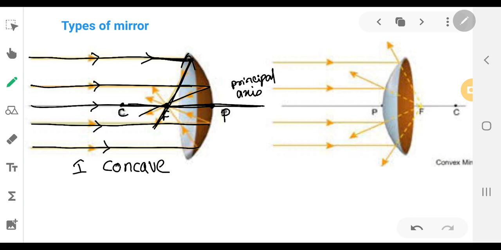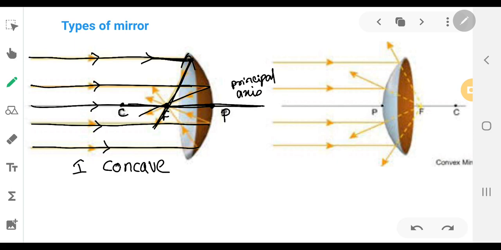Now let us see the other type of curved mirror or spherical mirror, where the inner part is coated so that the outer surface is available for the interaction of light.